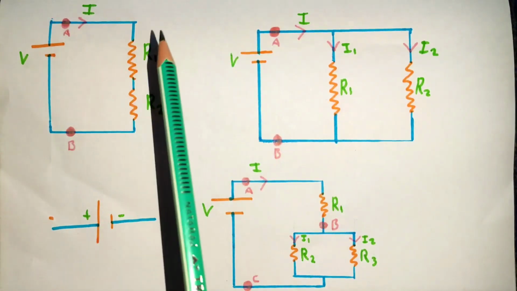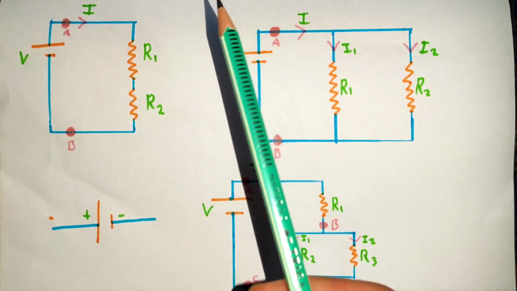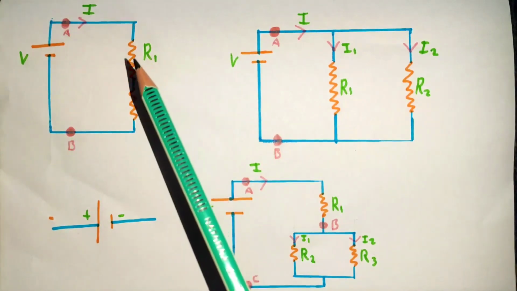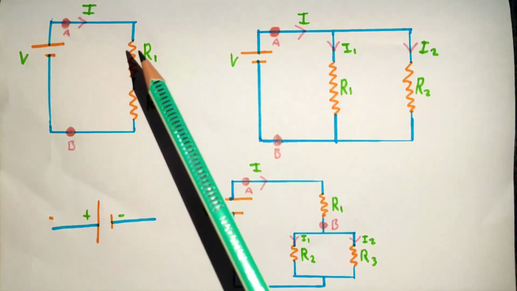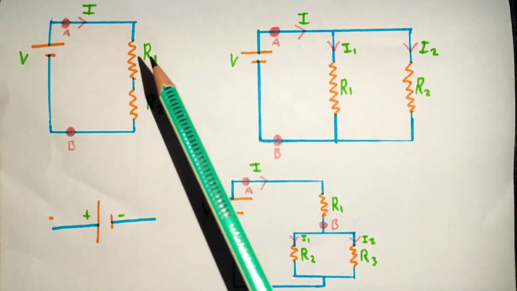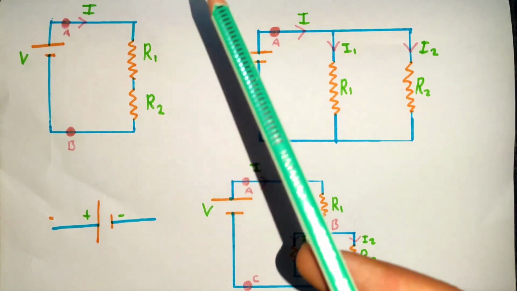At last, what is resistance? Resistance is the property of a material that reduces current flow through it. That means if the resistance of the circuit is high, then the current flow through that circuit is low. And if the resistance of that circuit is low, then the current flow through that circuit is high.